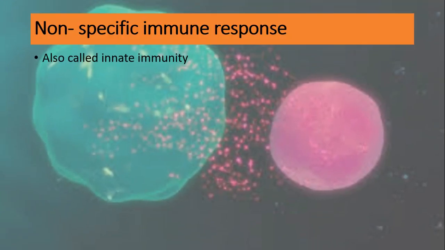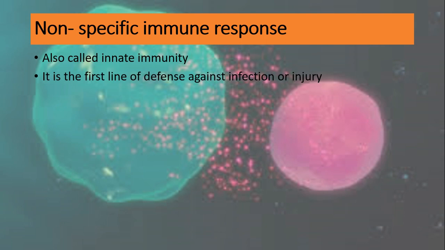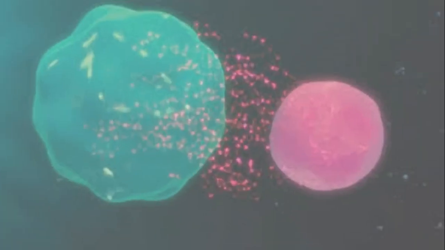Non-specific immune response is also known as innate immunity. It is the first line of defense against infection or injury. As we said before, there are natural barriers that prevent the entrance of pathogenic agents to the body. But still, of course, pathogens can find a way into our bodies. In this case, the non-specific immunity will be the first line of defense to protect our bodies against these invaders. The non-specific immune response includes inflammation and phagocytosis.